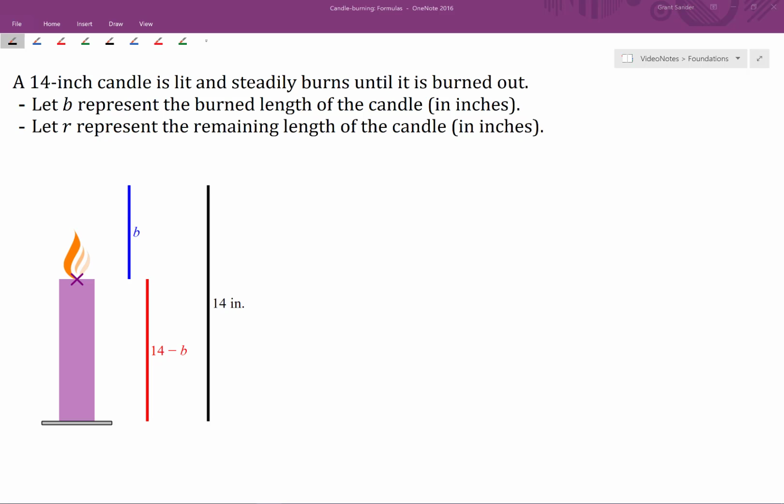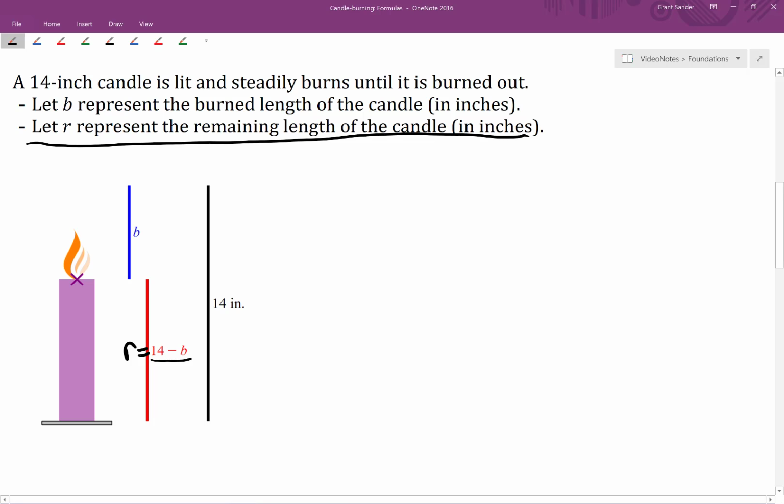And if we imagine pausing the situation, kind of like what I have in this diagram, then the remaining length of the candle is really the difference of the original length of the candle in inches, 14, and b. And so 14 minus b is a variable expression in terms of b that represents the remaining length of the candle in inches. But notice that this statement up here also tells us that r represents the remaining length of the candle in inches. So both r and 14 minus b represent the value of the same quantity measured in the same unit. And therefore, these two things will always be equal.